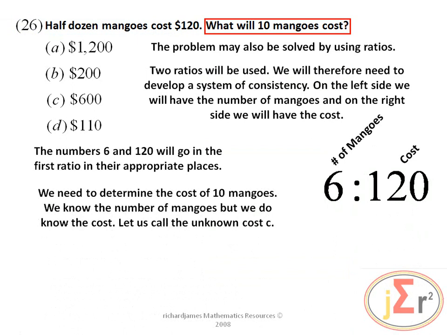So this is saying, what will 10 mangoes cost? So we need to determine the cost of 10 mangoes. We know the number of mangoes, but we do not know the cost. So let us call the unknown cost C.